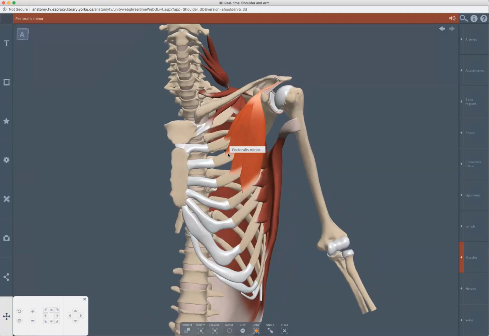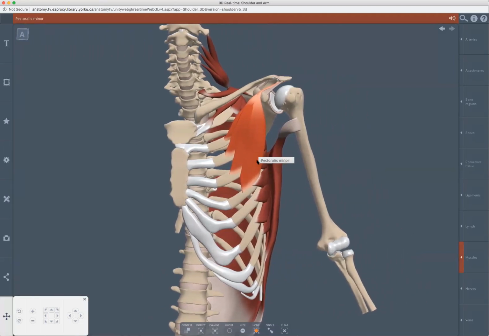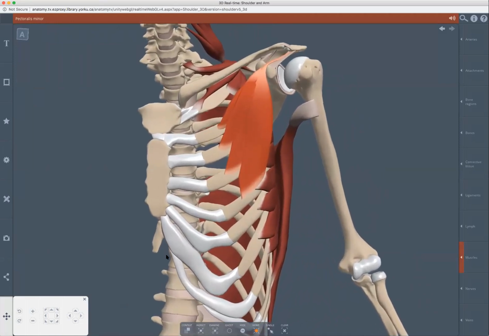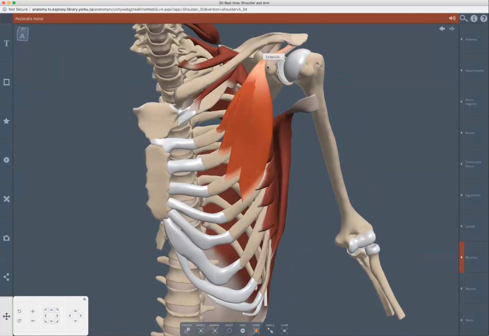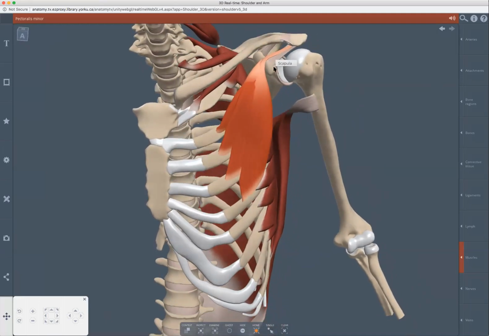So origin tends to be ribs 3, 4, 5. Here you can see they also have it originating on rib 2. However, when you look at the origin here, ribs 3 to 5 is certainly the more common. And then insertion is here. Let's zoom in a bit on the coracoid process of the scapula, which is this guy right here. Now you'll notice in this image, they are showing you that there can be anomalies where a piece of pectoralis minor goes up towards the acromion process. However, that's not typical. So the coracoid process of the scapula will be your typical insertion.